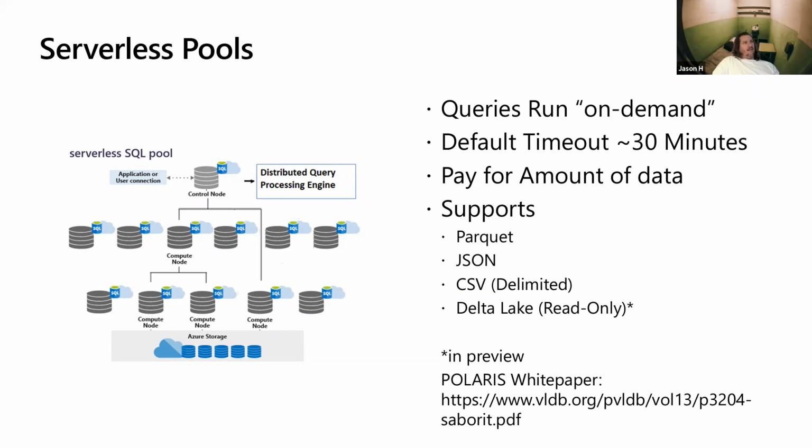And the native file formats it supports in those storage accounts are Parquet, JSON, CSV, or delimited. So it can be tab delimited or comma separated, any kind of flavor like that. And then recently in preview is the Delta Lake file format. Now with Delta Lake, it only supports read. Serverless does allow you to write data out, and we'll talk about how that works and why you might want to do that. And if you want to know more about the internals of how this works, the internal code name for the distributed query processing engine was Polaris, and this is a white paper that they published that goes into all the details behind it.